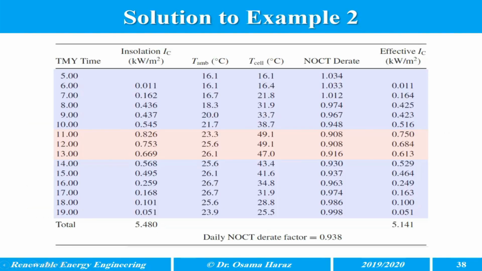This is the end of the second example, and here we can see, for more information, different TMY time and insolation, different ambient temperature, different cell temperature, and different NOCT derate factor, and the effective irradiance. We can see that in our case at noon, this is the insolation, this is the ambient temperature, this is the cell temperature, and this is the derate factor. These are the quantities we calculated from example 2.